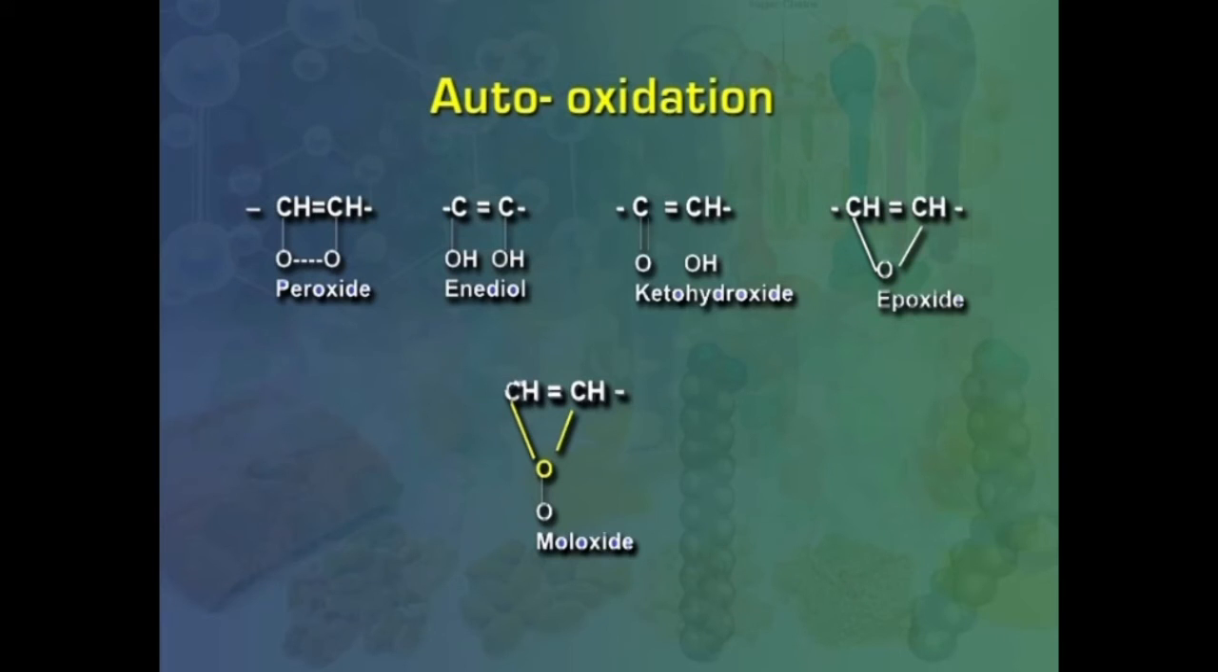Autooxidation is when some types of lipids and fatty acids, on exposure to air, form different types of oxidized compounds like peroxides, enediols, ketohydroxides, epoxides and molozonides. An example is linseed oil, which is present in paints and dries on exposure to air. In the box, when it is sealed, it is liquid, but once you paint on the walls, it dries because of this property of autooxidation.